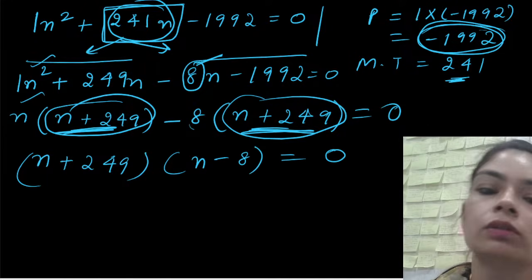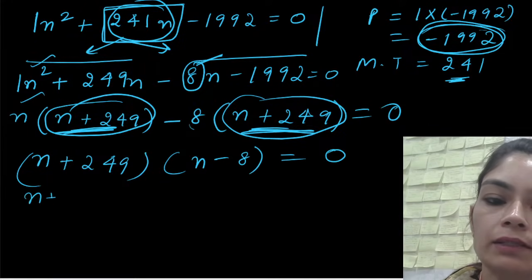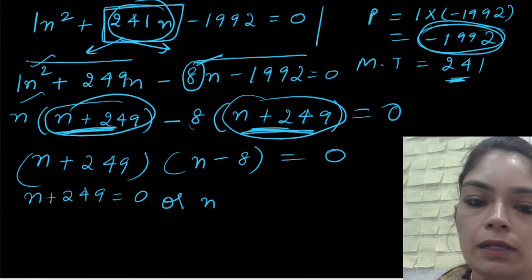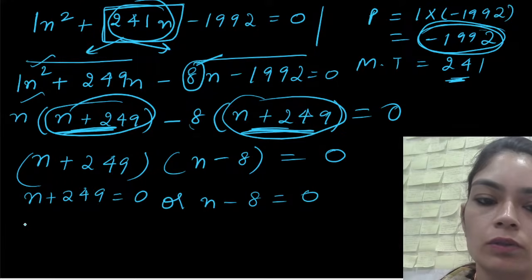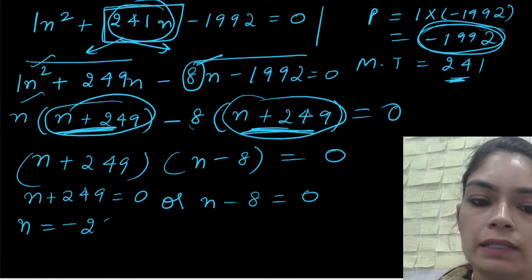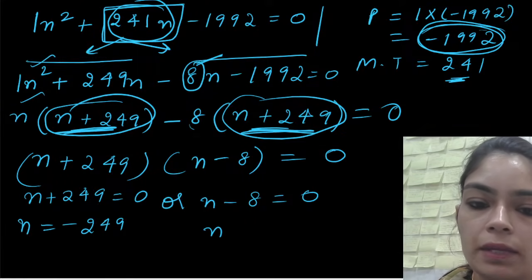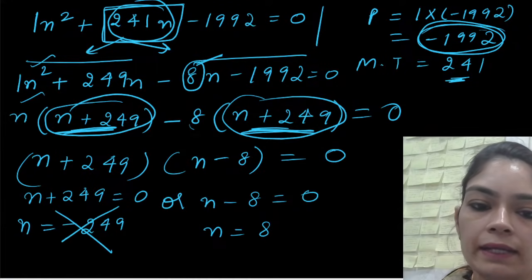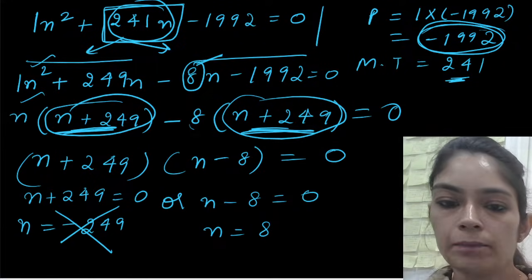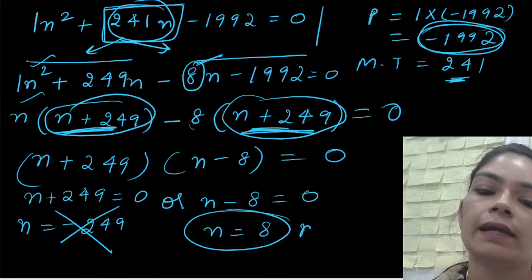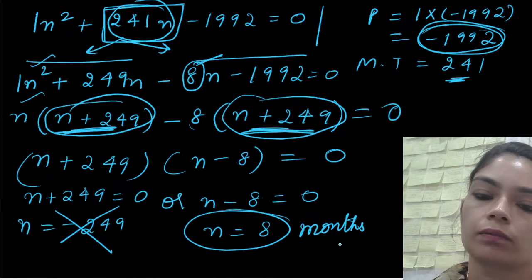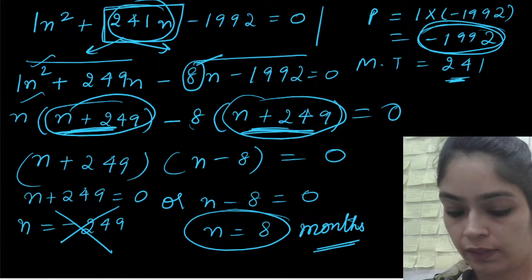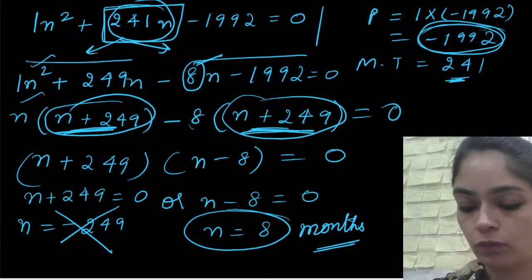This equals 0. So n plus 249 equals 0 or n minus 8 equals 0. From here you will get n's value as minus 249, and from here n's value as 8. n cannot be negative because we are talking about time. So n equals 8 months.